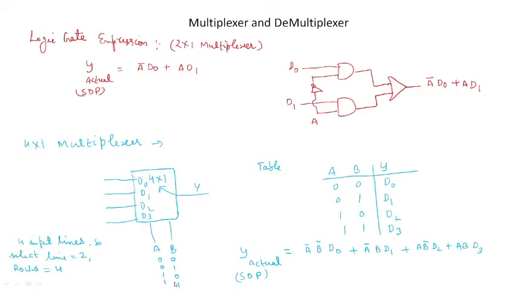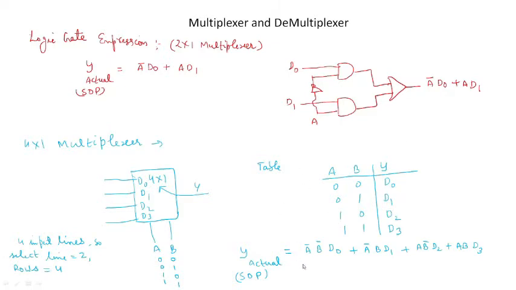This is important to note. So we will write here A, B as the input variables for the 4 by 1 multiplexer. Those will be 00, 01, 10, 11. Now we will write Y as D0, D1, D2, D3. Here Y is not an output. The actual output will be the SOP form of this table.